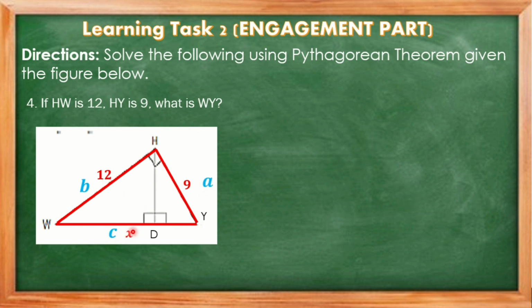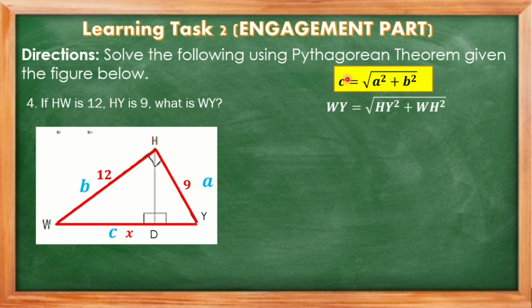Okay, so since hypotenuse ang hinahanap, so ang formulang gagamitin natin ulit ay yung C is equals to the square root of A squared plus B squared. Substitute lang natin si C. Ito si WY, si A ay HY, and then yung B natin is WH. Ayan. So, WY is equals to yung HY natin is 9. So, we have 9 squared plus WH is 12. So, we have 12 squared.